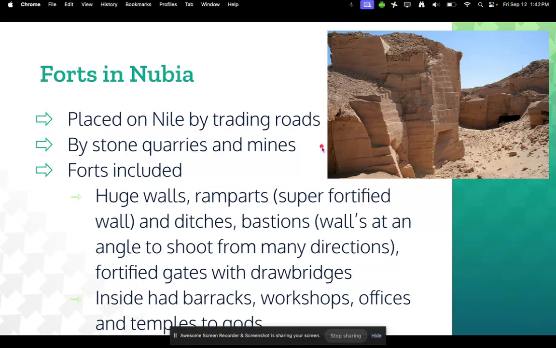And also forts would include huge walls. They would include ramparts, which are super fortified walls, and ditches, bastions, which are walls that are at an angle so you can shoot bow and arrow from many directions. There were also fortified gates with drawbridges, and inside the walls would have barracks, workshops, offices, and temples to the gods.